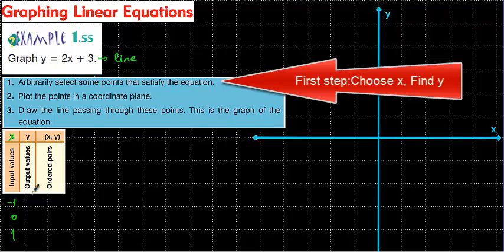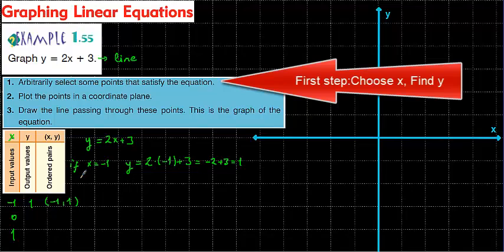Okay, the output values here, we are going to find like this. Y is equal to 2x plus 3, we know that one. If X is equal to -1, then Y is equal to 2 times -1 plus 3, and that's equal to -2 plus 3, which is equal to 1. So the first coordinate is -1 and 1.